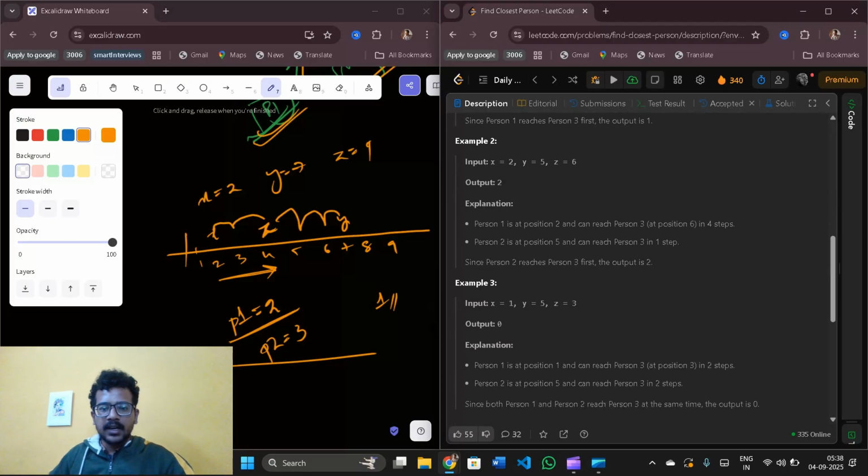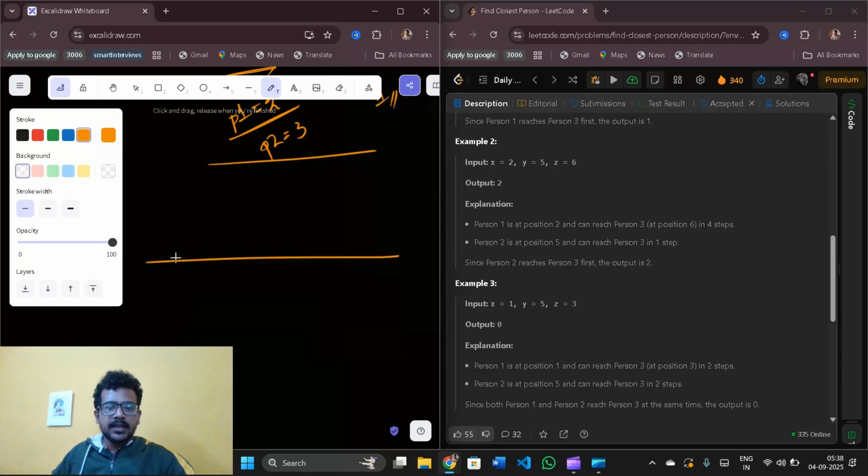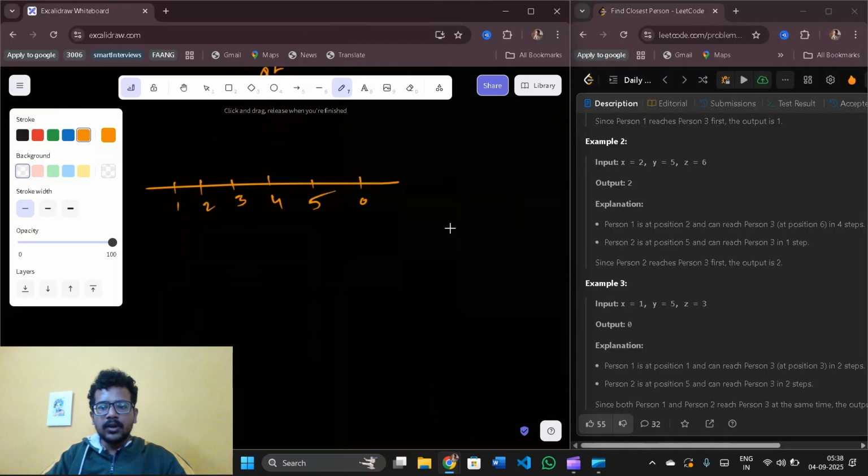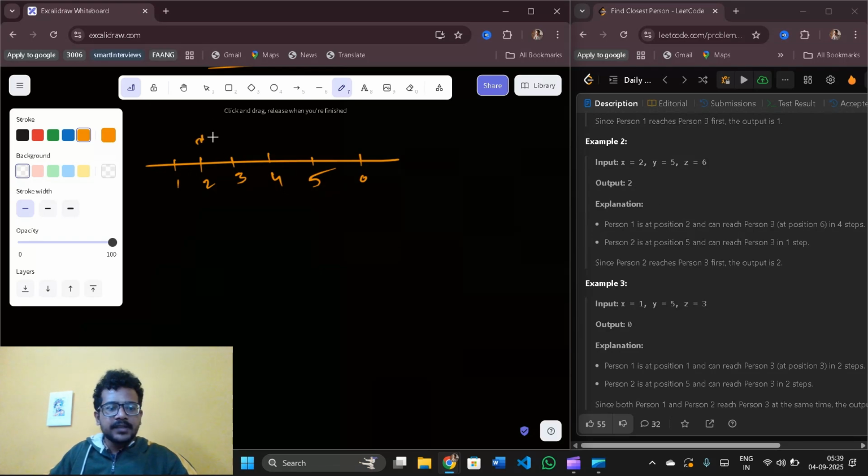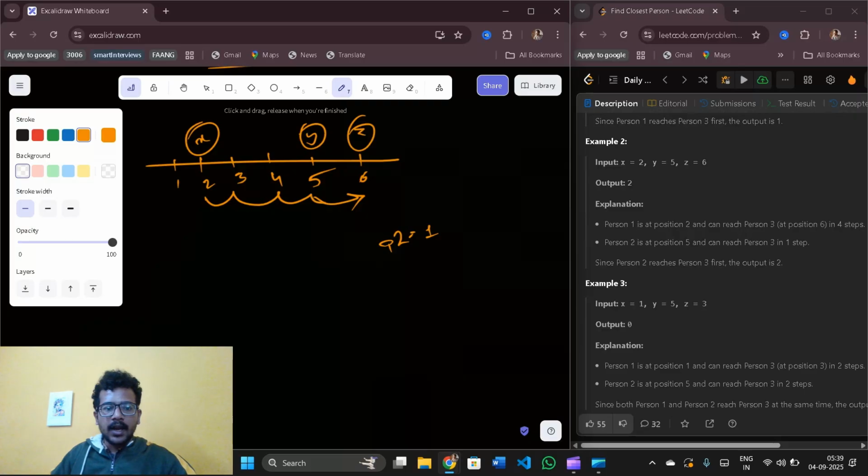Now, let us look at the second example. X is equal to 2, y is equal to 5. So, let's take this on a number line: 1, 2, 3, 4, 5, and then 6. X is here, y is here, and z is here. So y is moving only one position. So person 2 is taking only one. X is moving 1, 2, 3, and then 4. So person 1 is moving 4 steps, right? So person 2 is nearer to z, so we'll return 2.